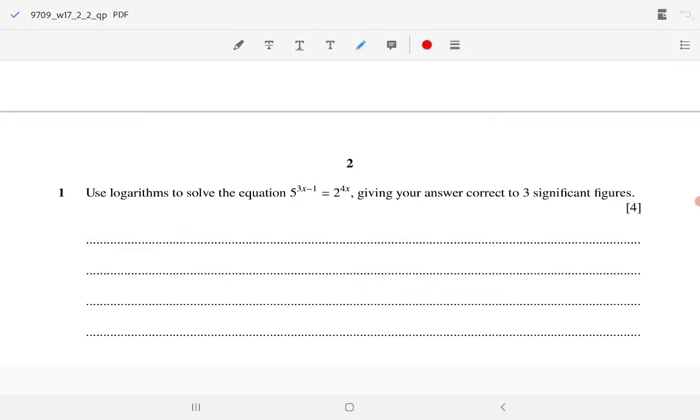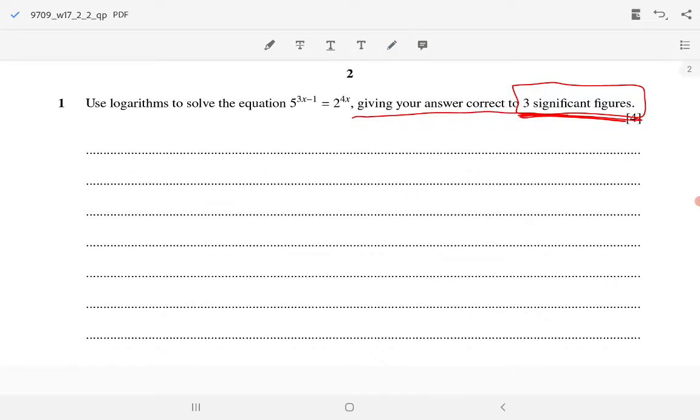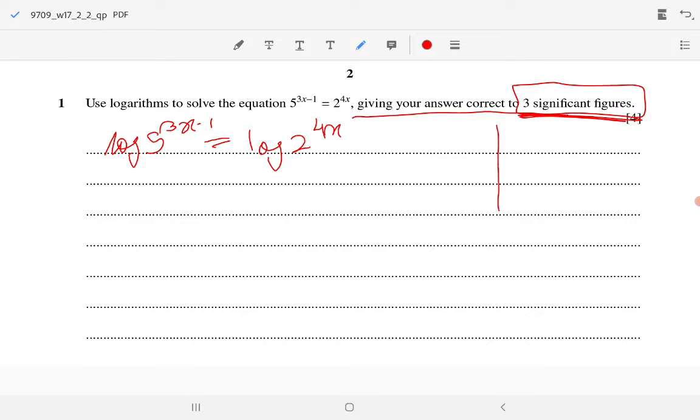Use logarithms to solve the equation 5 to the power 3x minus 1 equals 2 to the power 4x, giving your answer correct to 3 significant figures. Alright, so I guess the first thing is we'll just take the logarithm of both sides. So log 5 raised to 3x minus 1 equals log 2 raised to 4x, and I'm pretty sure you are aware of this rule now.